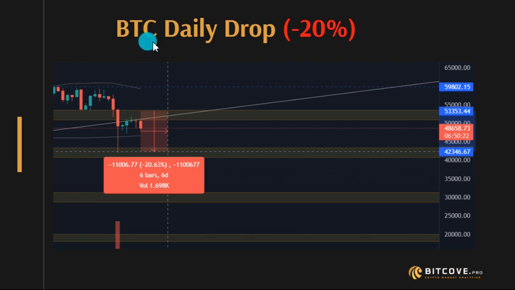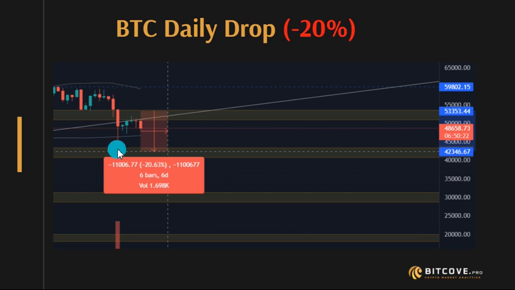Here we have BTC daily chart. So how far did we drop on the daily chart? You can see this candle right here. This is the daily candle from this big drop. We dropped 20% from the top to the bottom in one day. And we dropped exactly from this support to this support right here. We broke the support, and we went straight to 42K level right here.